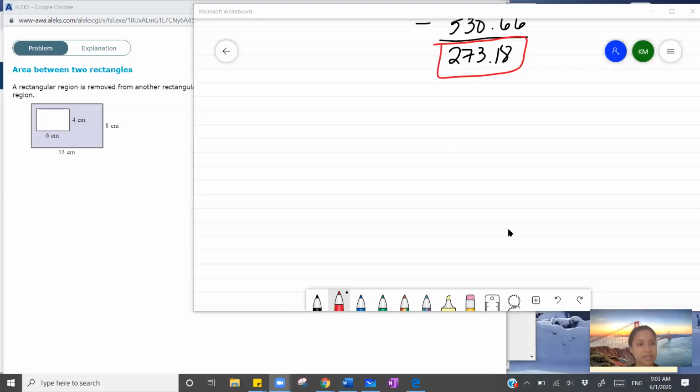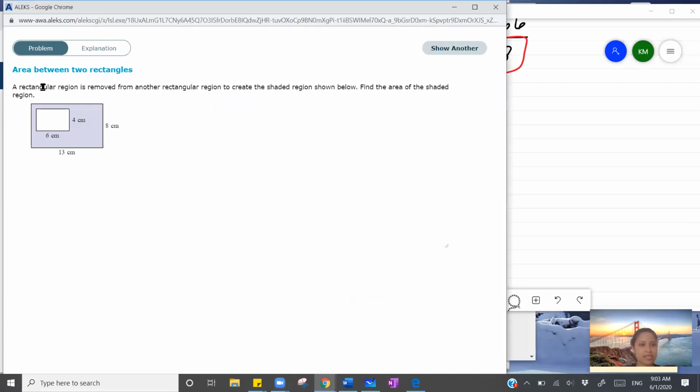All right, here's another type of example. This time it's a rectangle within a rectangle. So here you have a rectangle, it's 13 by 8, and here you have a smaller rectangle, it's 6 by 4. And it says that you want to find the area of the shaded region inside of the rectangle.